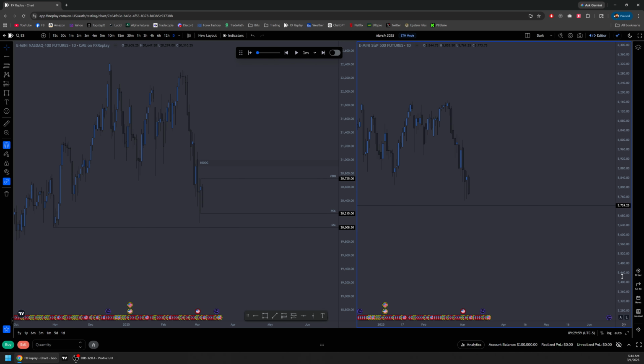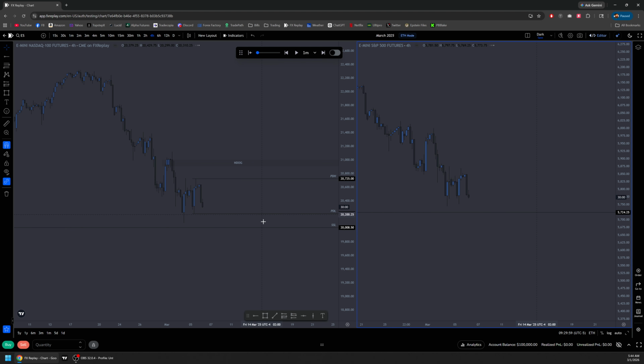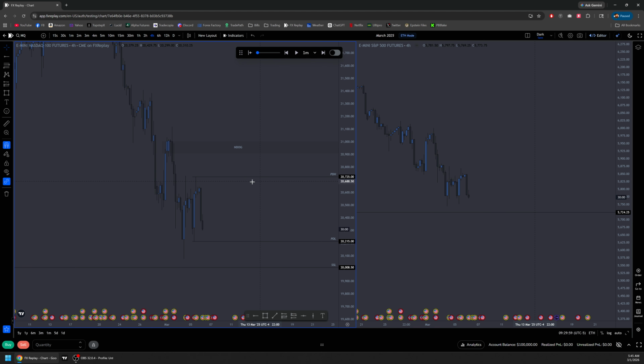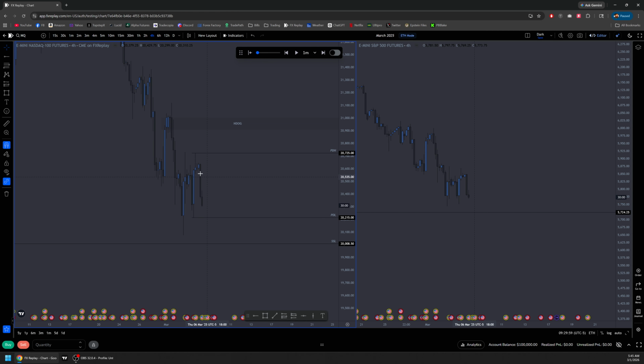What is NQ or ES got? Nothing. Okay, so move to the 4 hour. I'm not seeing anything on the 4 hour. It looks like we already rejected this 4 hour. We do have these equal highs right here.